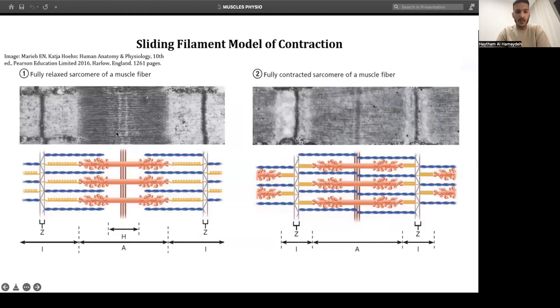This is what I was talking about. Sorry, there's a lot of cars around. The sarcomere. Okay, I think we need to close the window. Just give me a second.